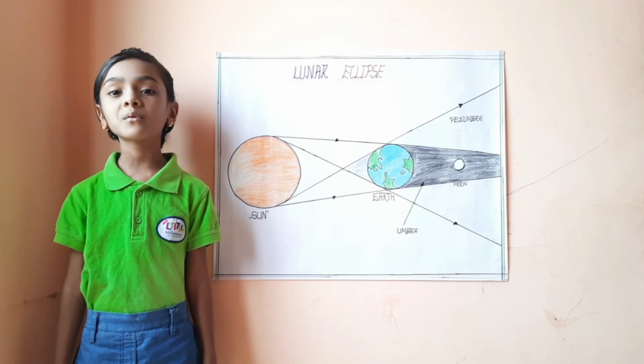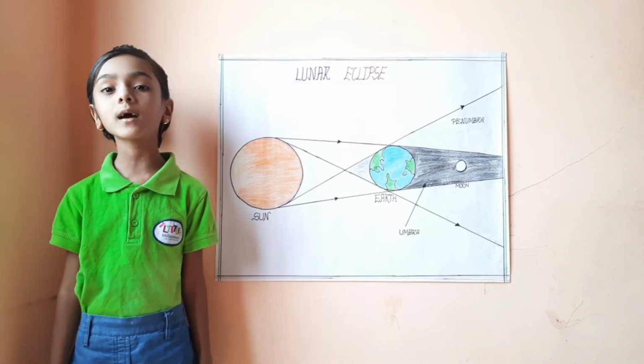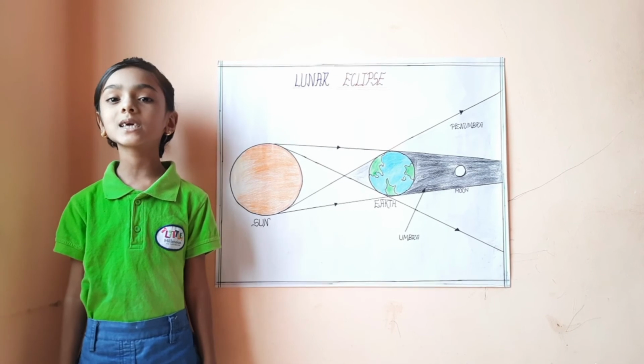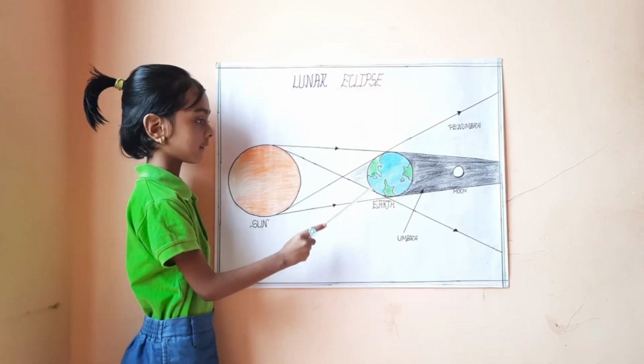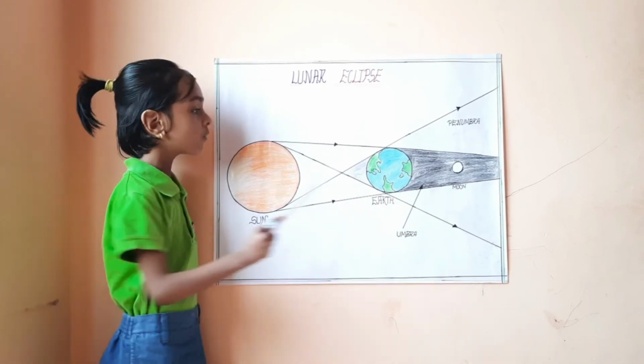Lunar eclipse occurs 2 to 5 times in a year. The earth comes between the moon and sun. Lunar eclipse occurs. As a result, the earth's shadow blocks the sunlight falling on the moon's surface.